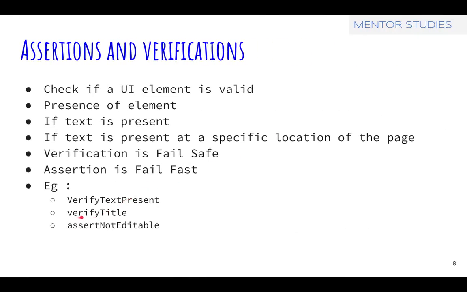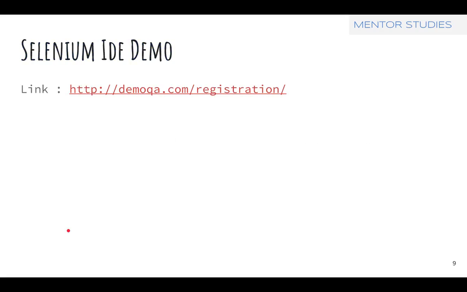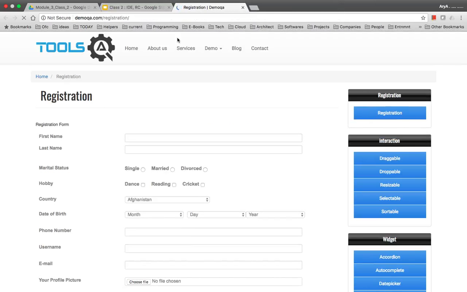Similarly, we can verify text present on a specific element. We can see if this text is present or not, and all these things are present. So we have already seen this demoqa.com registration page. We went through this page yesterday. We have seen how we can use the recording feature.